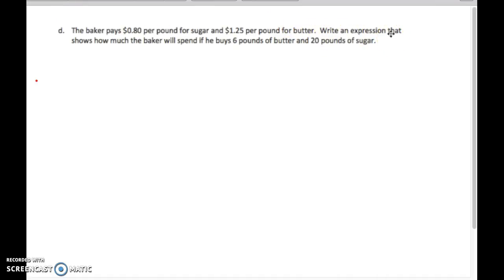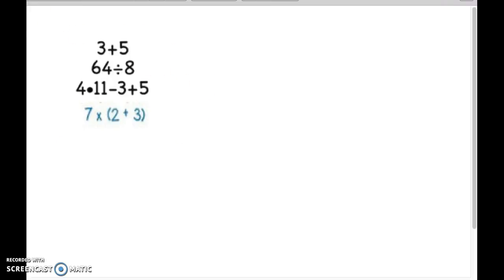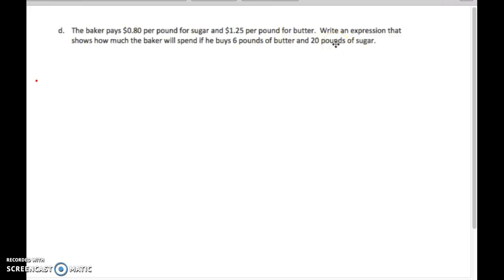Now, most of you figured out there were two things you needed to do. You needed to figure out the cost of the butter, and you needed to figure out the cost of the sugar. You did those things separately, and then you put them together. You don't need to do that. You just have to write an expression, like one of these, that shows how you find the cost of the butter, how you find the cost of the sugar, and then you would put them together mathematically. If it helps you to use parentheses, you certainly may.